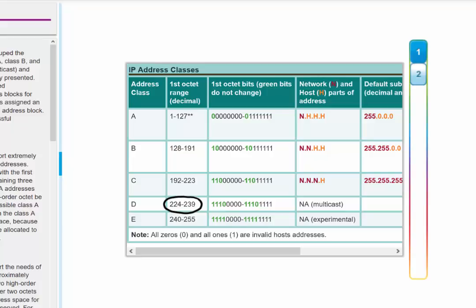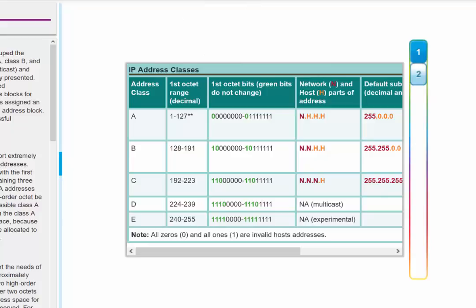and then class E is used only for experimental purposes, which starts from 240 all the way to 255. So class D and class E do not use a special subnet mask. Only A, B, and C use a special subnet mask. Again, A uses a prefix length of /8, B uses /16, and C uses /24. Okay.